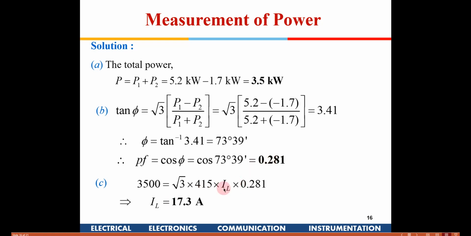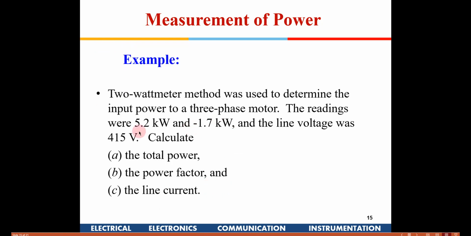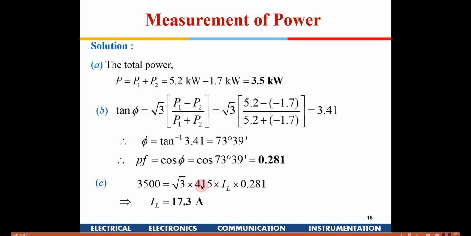And now I need to find out what is the current. This is the total power 3.5, the power factor is known, and I have to find out the line current. So I am using the formula: power is equal to root 3 into line voltage into line current into power factor. The line voltage is given in the problem as 415 volt, so I put 415 volt there, and I use this formula to obtain the line current.